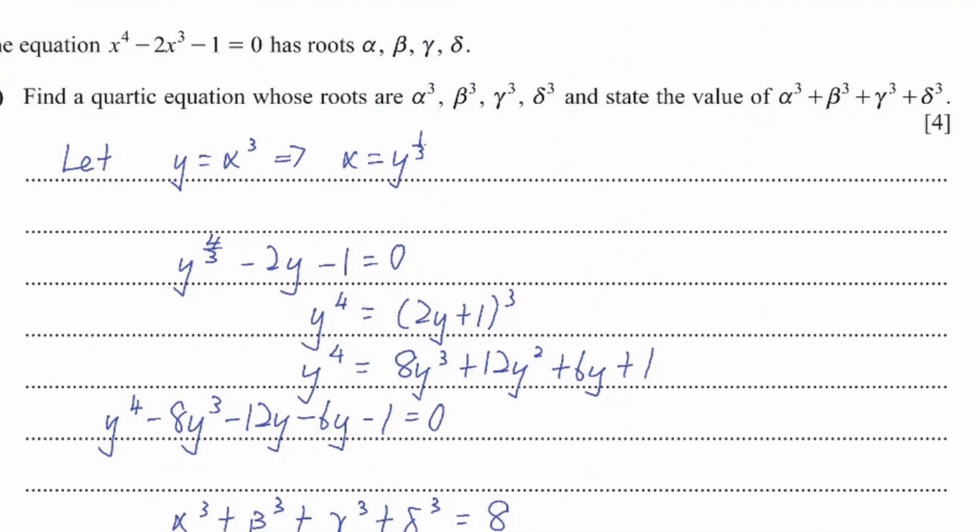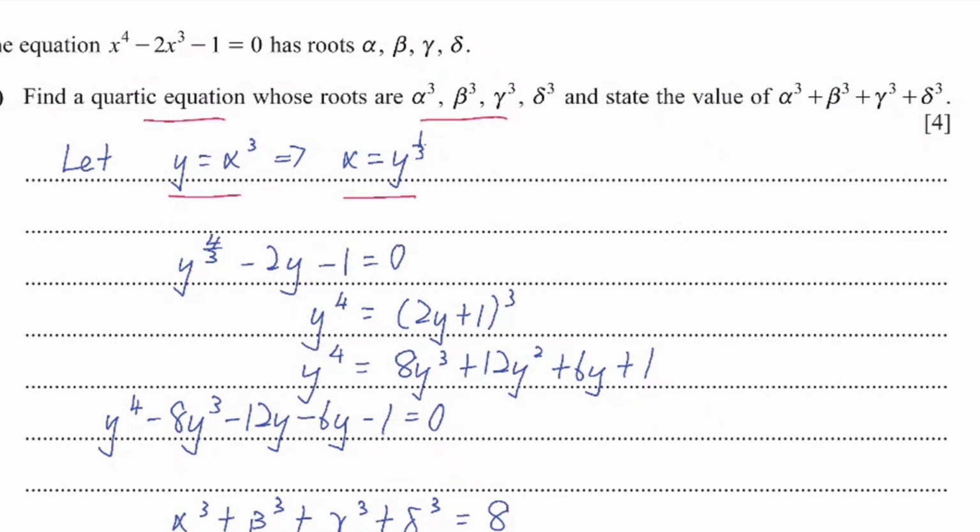So we have got a quartic equation that has all these roots here, alpha, beta, gamma, and delta. We need to find a quartic equation whose roots are the cubes of alpha, beta, and so on, and state the value of the sum of cubes of the roots. To find the new equation which has the new roots, let a new variable equal one of the roots. Let's say we let y be alpha cubed. From there we have alpha equals y to the power of 1 over 3.